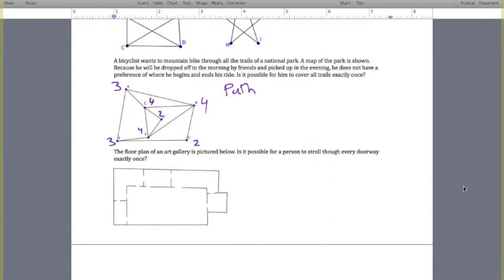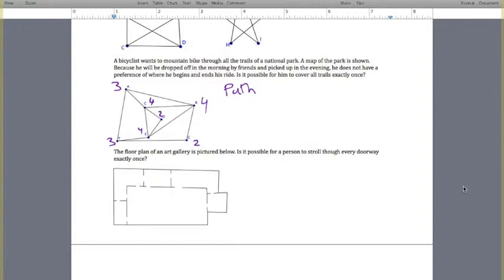The floor plan of an art gallery is pictured below. Is it possible for a person to stroll through every doorway exactly once? That's not usually how I go through a gallery. When I go through a gallery, I want to make sure I go to each room once. I don't really care about walking through every doorway. But here, they want to make sure that they're going through every doorway once.